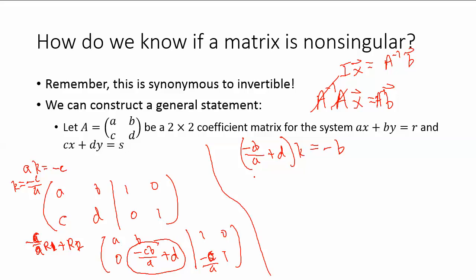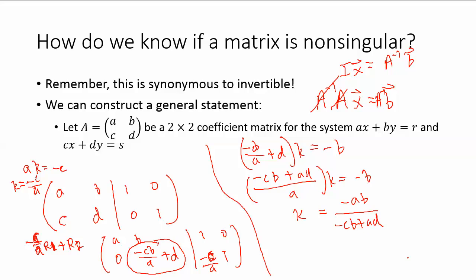So I'm going to do a little bit of reduction here. It's pretty algebraically intense. I'll get a common denominator here, so this will be negative cb plus ad all over a times k equals negative b. And now I could solve for k, so divide both sides by this, or multiply both sides by the reciprocal, so I get negative ab over negative cb plus ad. And so I'm going to multiply this row by it and add it to this row.